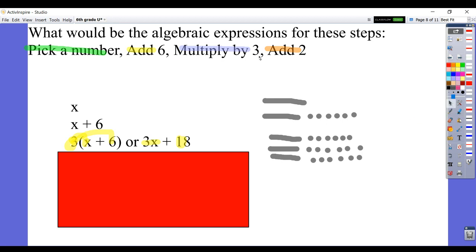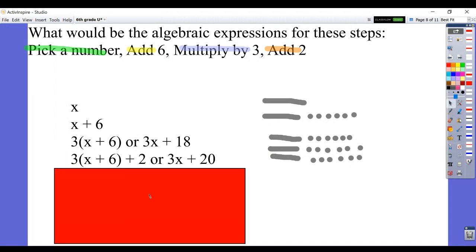That comes in handy because now for this next step, we're supposed to add 2. Well, in order to add 2, it would be probably easiest to do it from the total. But I would take it either way. So you could think of this as 3 times the quantity x plus 6, and then plus 2 added to that. Or, again, this is probably the more straightforward way.